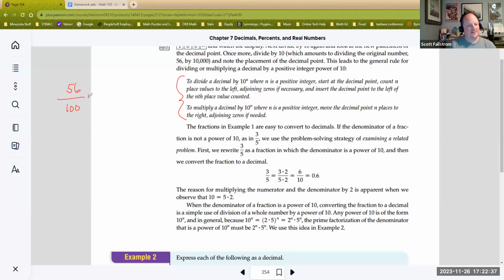If I have something like this, this is the same as 56 over 10 squared. Then take a look at the exponent. The exponent is 2. We don't have a decimal place listed in the number up top, so we put a decimal place in. And when you divide by 10 squared, you take that decimal place and move it 2 places to the left. It says adjoining zeros if necessary. So when I rewrite this, moving it 2 places to the left, I would have 0.56. That's what this little piece here is saying.